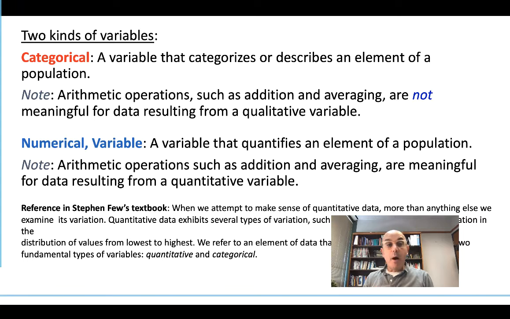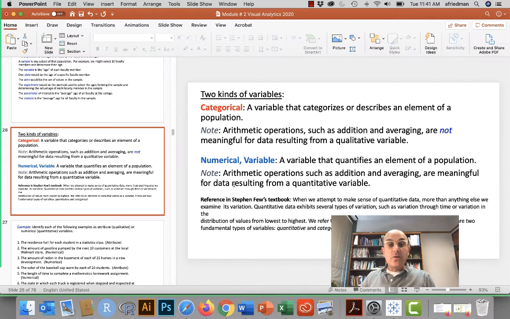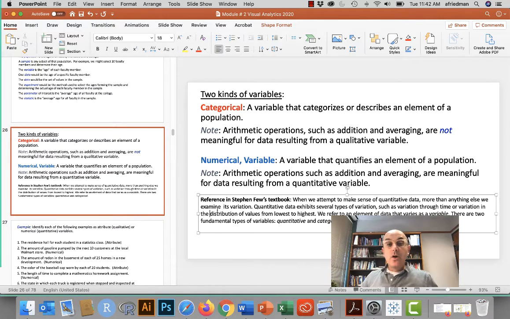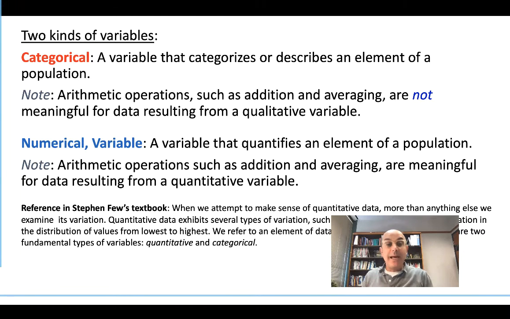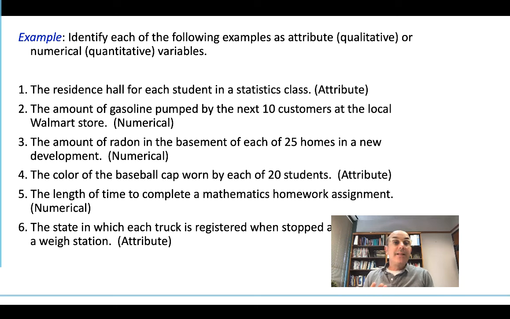Categorical describes the elements of the population. Numerical, in comparison, quantifies the elements of the population. Going back to the Stephen Few textbook, when we attempt to make sense of quantitative data, more than anything else, we examine its variables. The idea of a variable is that we are trying to match up the connection and understand what it entails. An example: the residence hall of each student in the statistics class, or the amount of gasoline pumped by the next 10 customers at the local Walmart store.